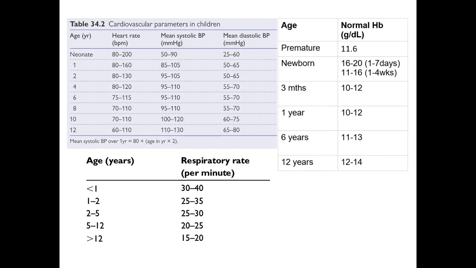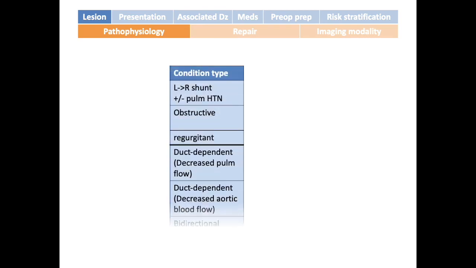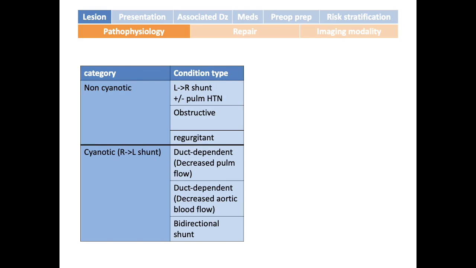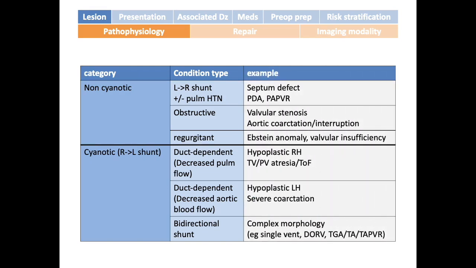We first need to understand the lesion the patient has. This involves reviewing the pathophysiology of their cardiac lesion, the types of repair they may have undergone or are planned to undergo, and the imaging modalities available. As outlined in the first lecture, CHD lesions generally fall into one of these categories. They can also be broadly grouped as non-cyanotic and cyanotic heart disease. Examples of each category are shown in this table.